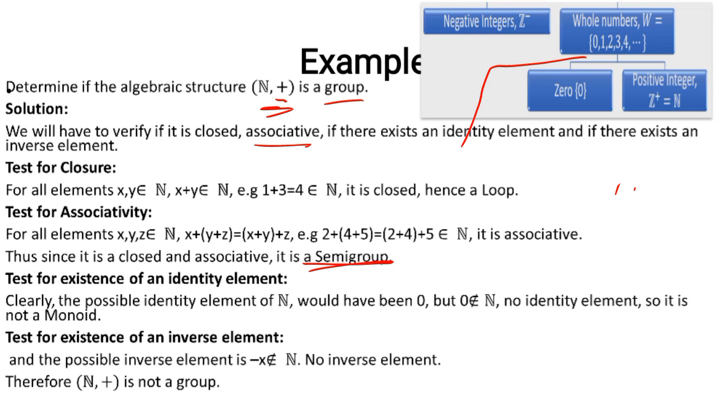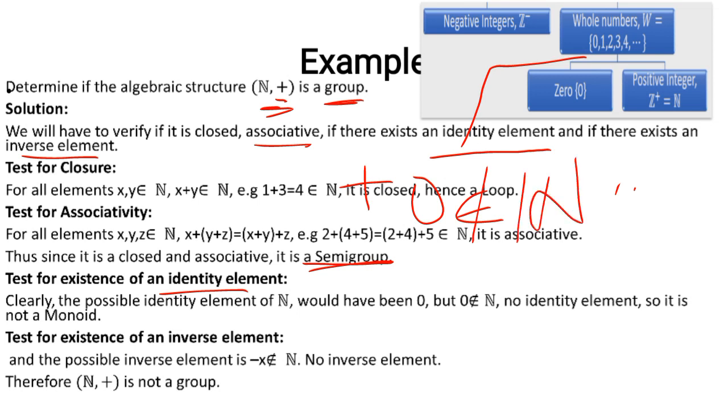Again, that's not all we want to show. We want to show it's a group. So we still have 2 more properties to check. We have to check if we have the identity element and the existence of an inverse. Now, is there an identity element? Oh, no, there isn't, because the only identity we normally have for addition is the element 0, and 0 is not in the set of natural numbers. Therefore, it has no identity, so it is not a monoid.